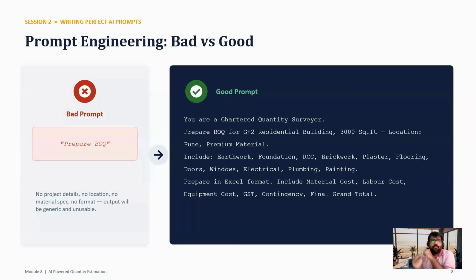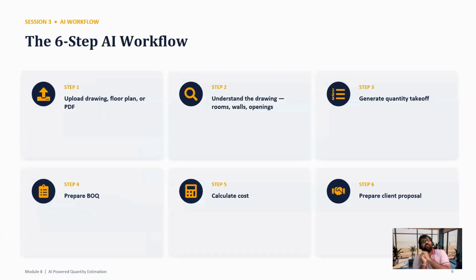So that prompt you need to write down. First thing, we need to understand the AI workflow. Step one, upload drawing, floor plan, or PDF. Because in that first step, AI tools read that particular drawing. Then second step, understand the drawing, rooms, walls, and openings. Generate quantity takeoff. Prepare BOQ, calculate cost, and prepare client proposal. This is our AI workflow.